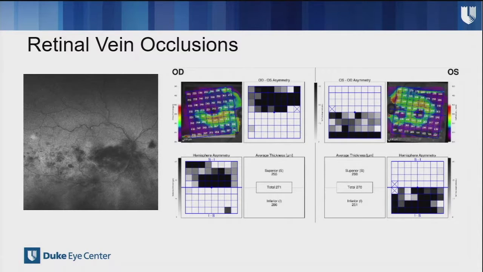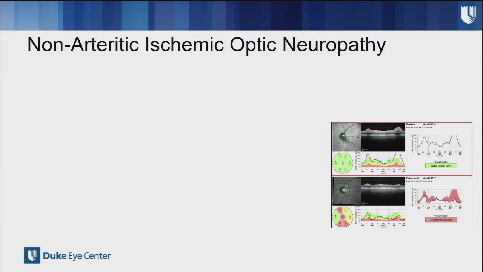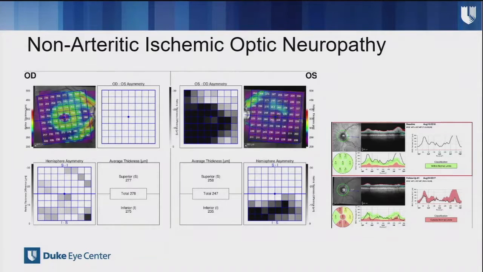This patient has had multiple retinal vein occlusions with resultant thinning of all layers of the retina, not just the layers of the ganglion cells. And this patient suffered an episode of non-arteritic anterior ischemic optic neuropathy, and there's subsequent macular thinning in that eye.